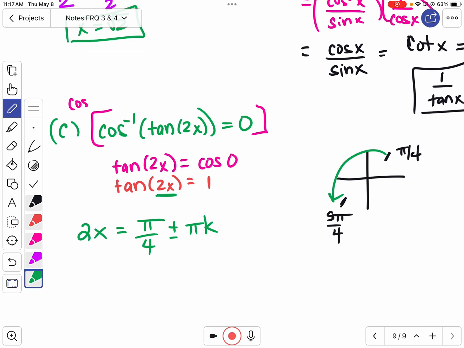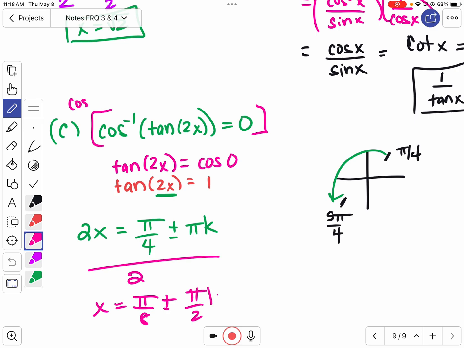Which would be legal, but you really don't have to. If they're pi apart, just write the first solution down with the pi. On that last one we did, they were not pi apart, so we had to use the 2 pi. Just like we did a few minutes ago, let's divide everything by 2. And so x would equal pi over 8 plus or minus pi over 2 k. And we would say k is an integer.